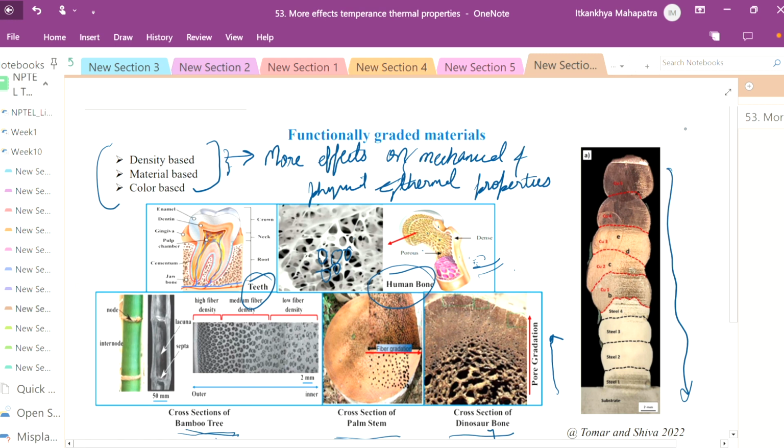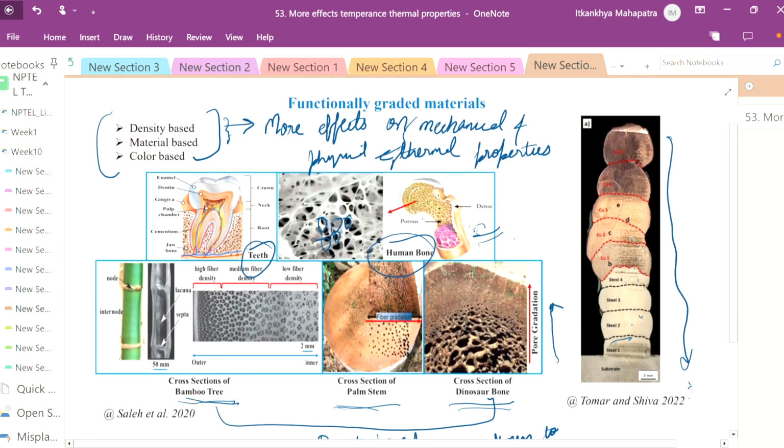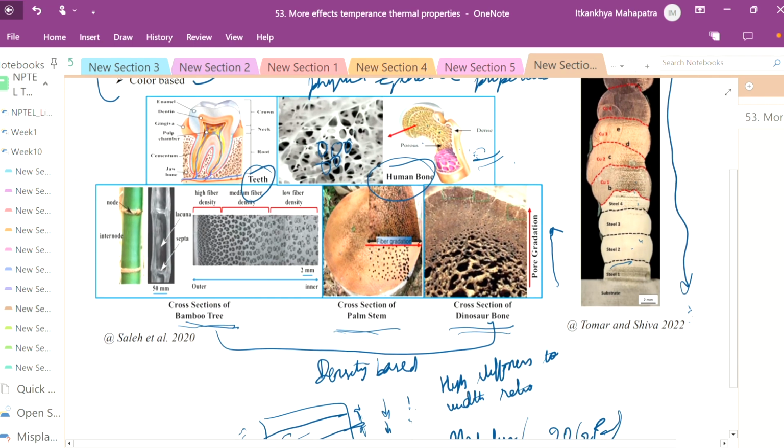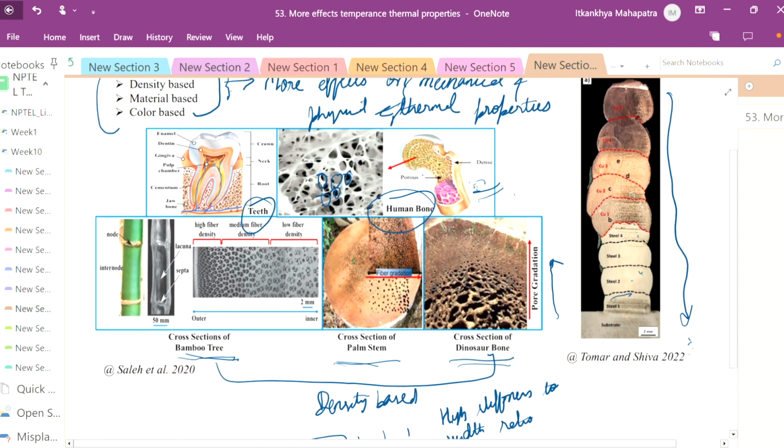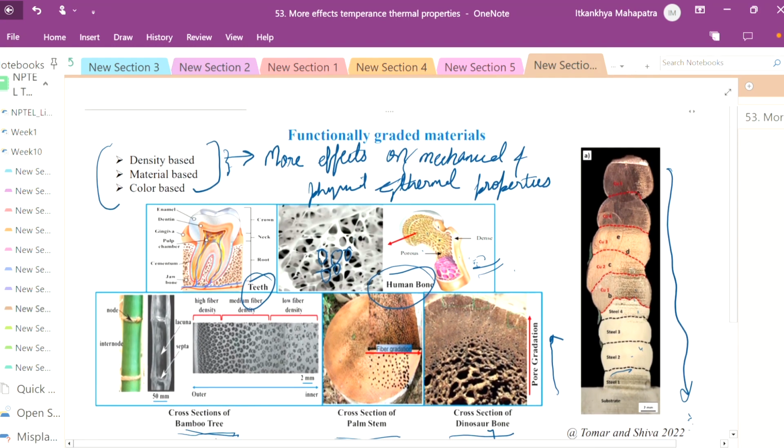Here also we have this in steel. You will see the porosity changes from here to here. Copper also, porosity changes. This is taken from a paper. So these were some live examples where I wanted to show how in real life also functional gradation occurs.